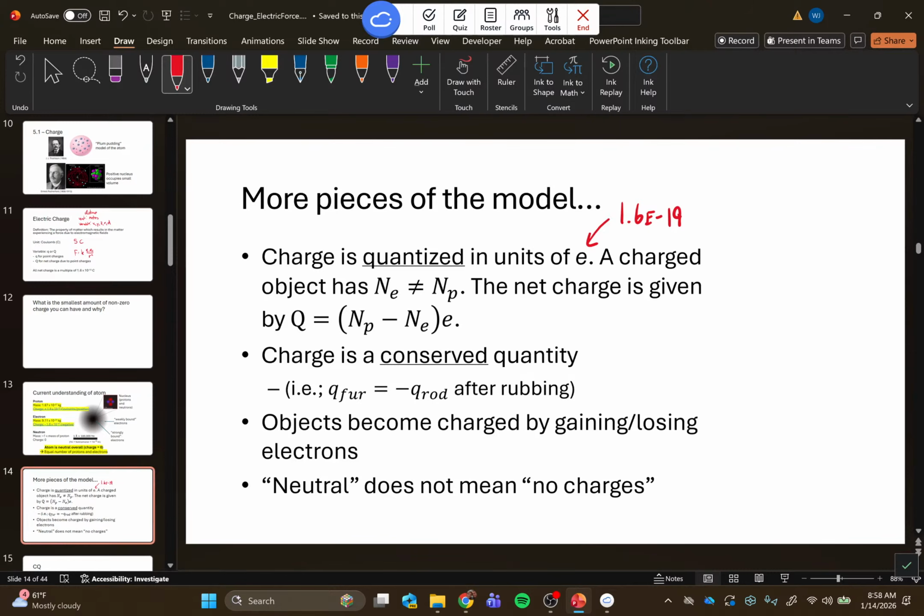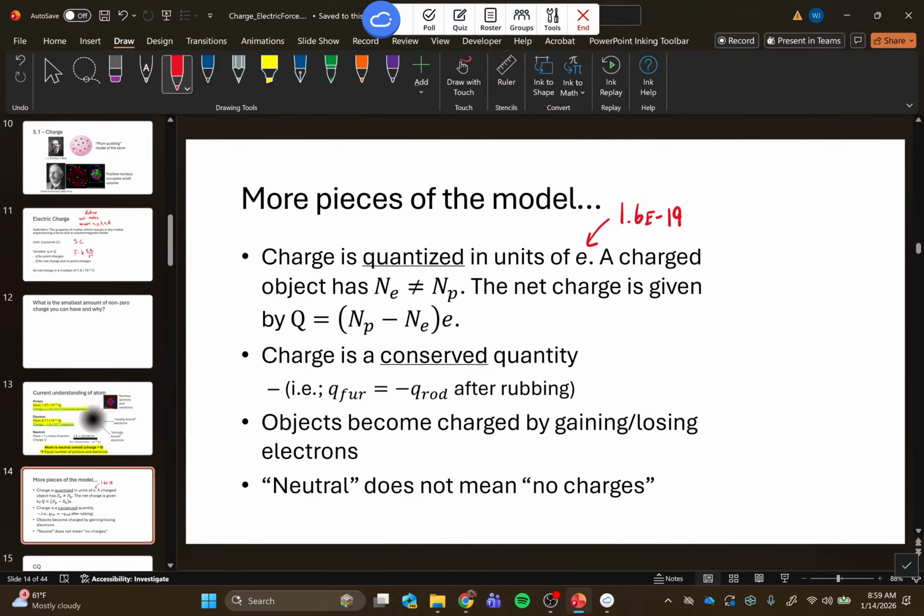But in this case, if I say something is charged and I give you the amount of charge, that number will be nicely divisible by 1.6 times 10 to the minus 19. I might not give you enough decimal places for that to work, but fundamentally that is going to be a true statement in the world. Everything either has an integer number of extra electrons or extra protons.